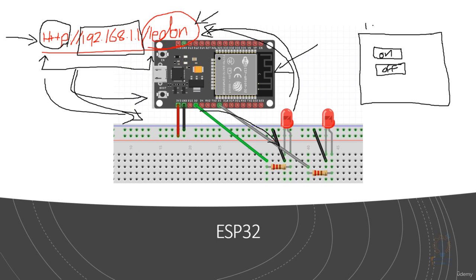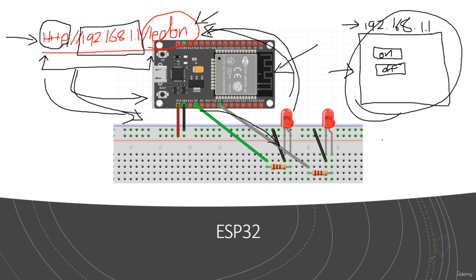Once you write 192.168.1.1 in your browser, it will take you to this web page that exists inside the ESP server, and from there you can control these two lids, on or off. It's as simple as that. The ESP is the server and your web browser is the client.